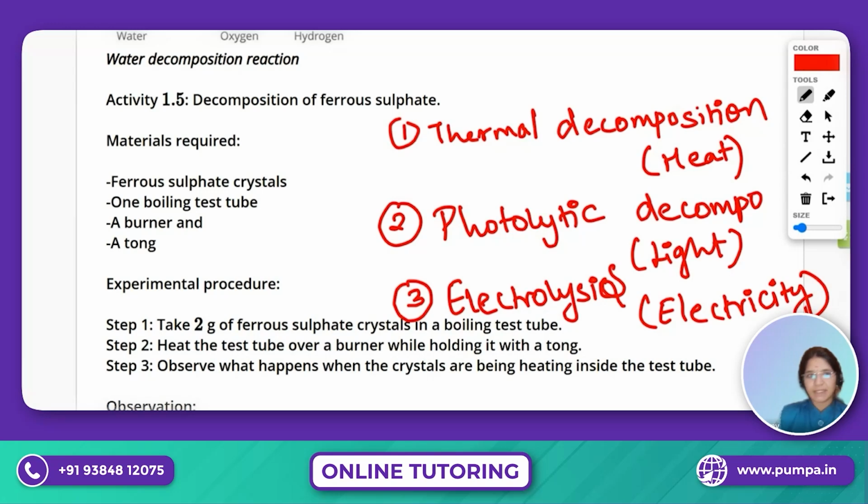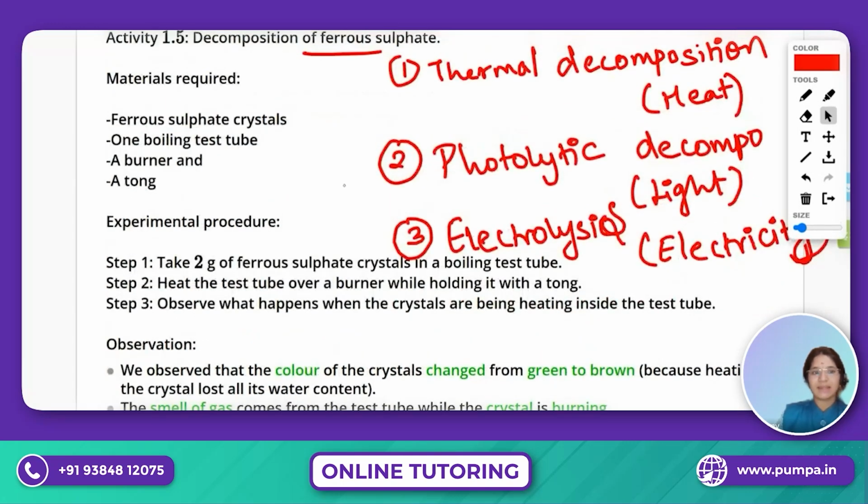So this activity is decomposition of ferrous sulfate. Ferrous sulfate decompose பண்றது எப்படின்றத பார்க்கிறோம். Okay, what is happening here is that ferrous sulfate crystals எடுக்கிறோம். Ferrous sulfate அப்படின்றது FeSO4. Okay, FeSO4 is the ferrous sulfate formula.